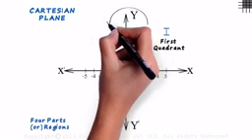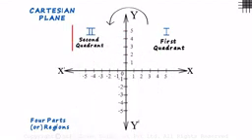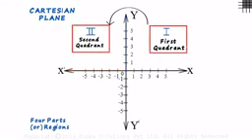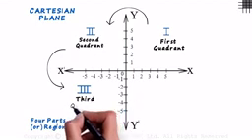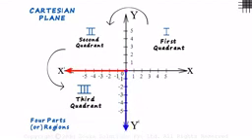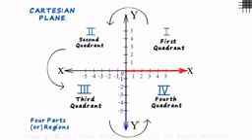Moving in the anti-clockwise direction, we name this quadrant the second quadrant. In this quadrant, the x coordinates are negative while the y coordinates are positive. So remember, for the first 2 quadrants, the y coordinates are positive. Moving in the anti-clockwise direction, this is the third quadrant where the x as well as the y values are negative. This region is the fourth quadrant. The x coordinates are positive and the y coordinates are negative.